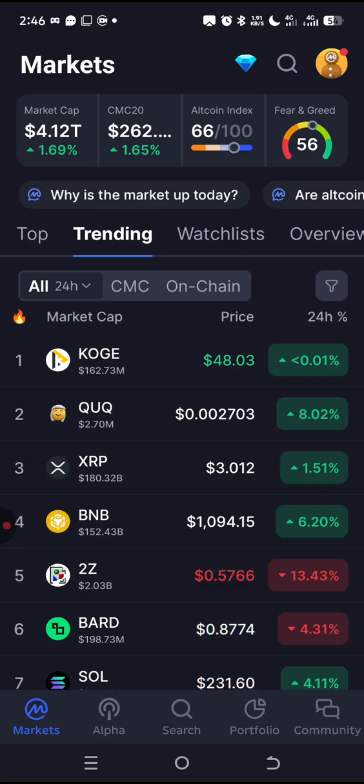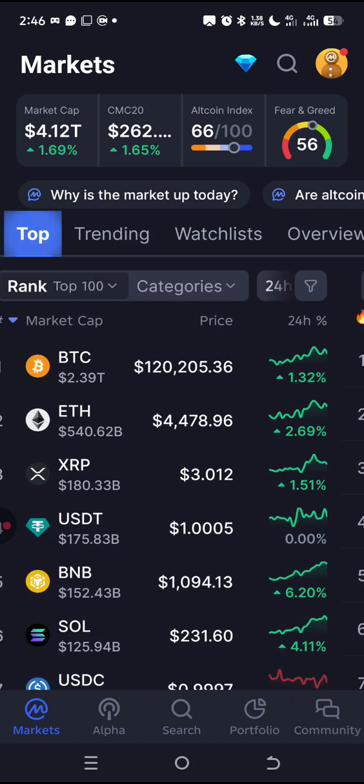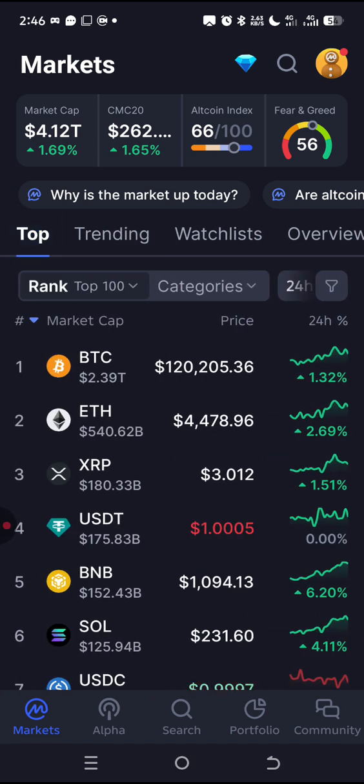So these are trending coins. That is, they are coins that people are talking about. That's why they call them trending coins. Then you have the top coins, which are the major ones of them all, beginning with Bitcoin, Ethereum, XRP, USDT, BNB, Solana. Then you also have the watch list.